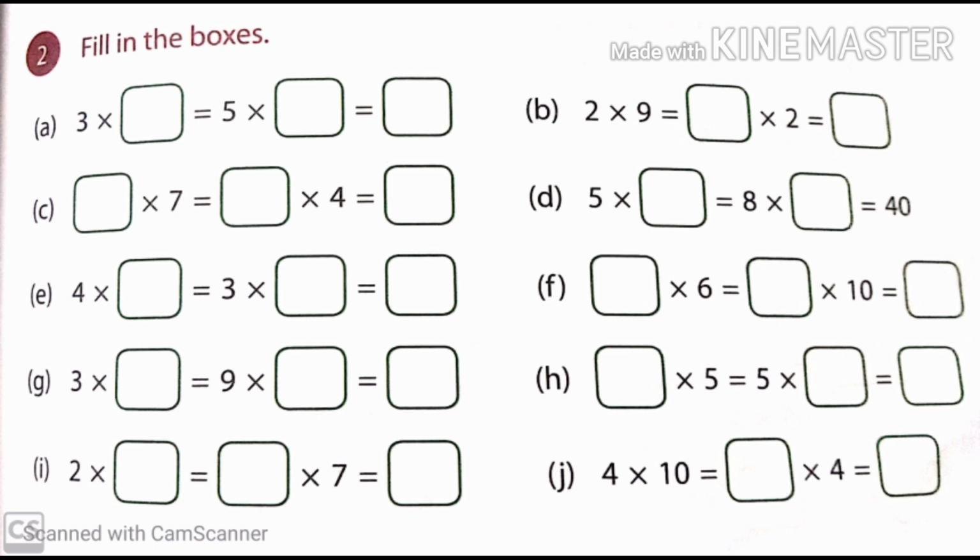Dash into 6 equals to dash into 10 equals to dash. 3 into dash equals to 9 into dash equals to dash. Dash into 5 equals to 5 into dash equals to dash. 2 into dash equals to dash into 7 equals to dash. 4 into 10 equals to dash into 4 equals to dash.